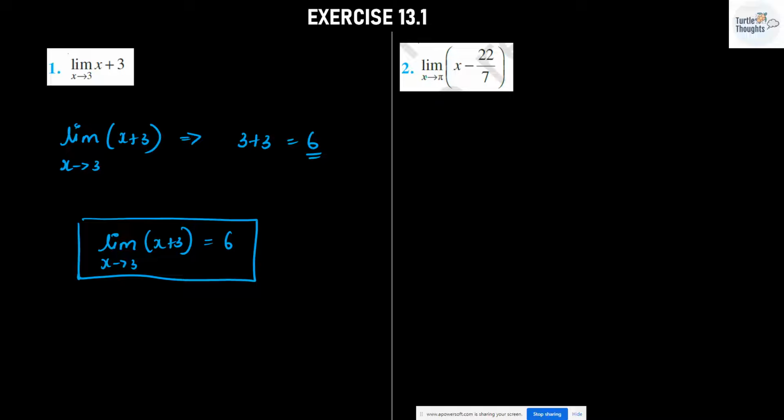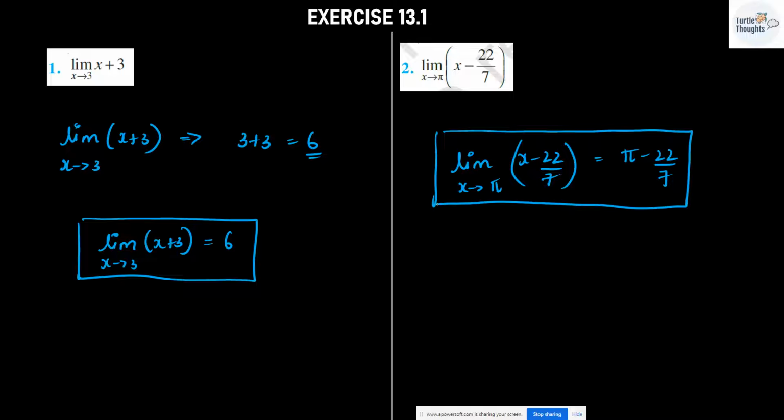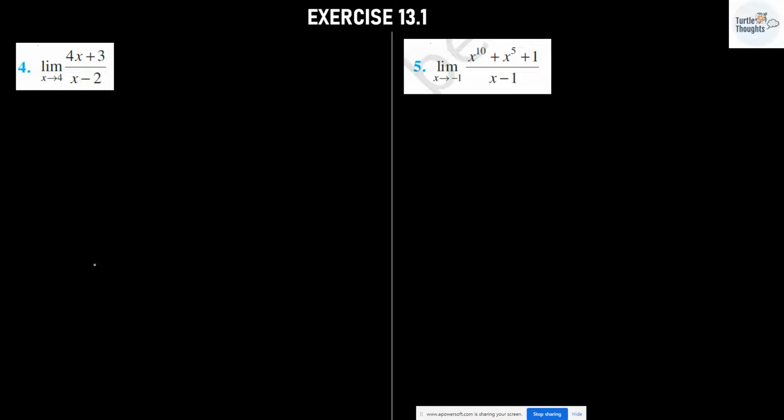The second one, limit of x minus 22 by 7 as x tends to pi. So I can write here limit of x minus 22 over 7 as x tends to pi is going to be, substitute pi in the value of x, pi minus 22 over 7. This is going to be your answer.